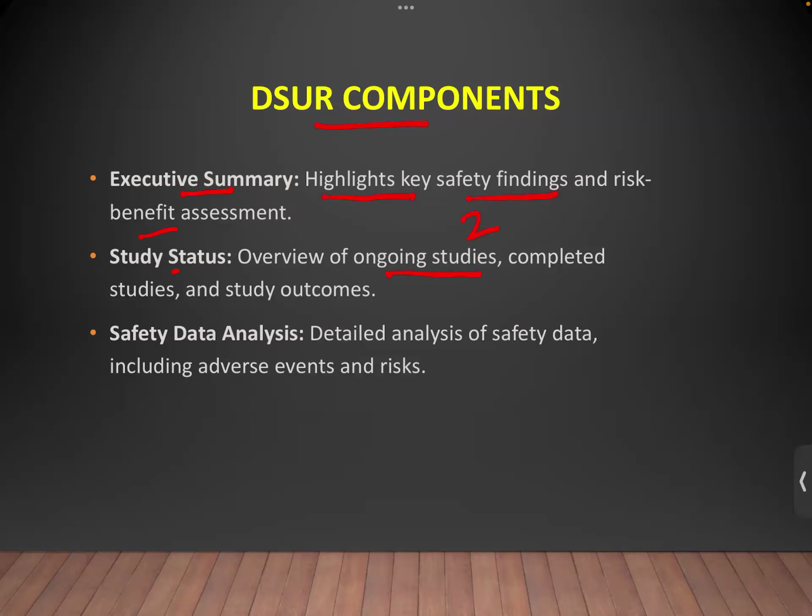In one, say US, phase 2 is going on. In India, it may be possible phase 1B is ongoing. It happens most of the time. And what are the completed studies? Suppose in EU, you already completed phase 2. Phase 1 is already completed in EU and US. That you have to add here.